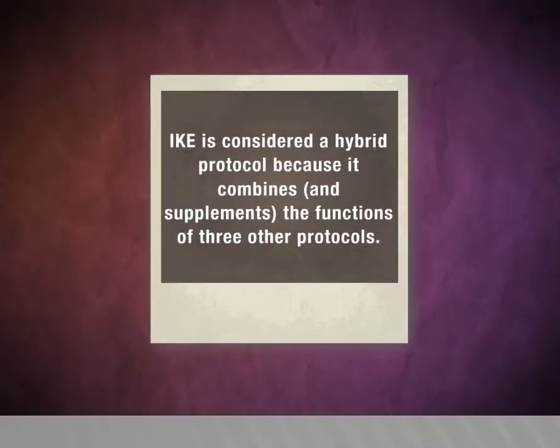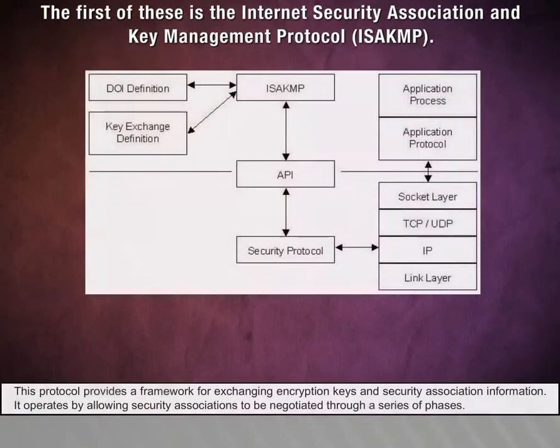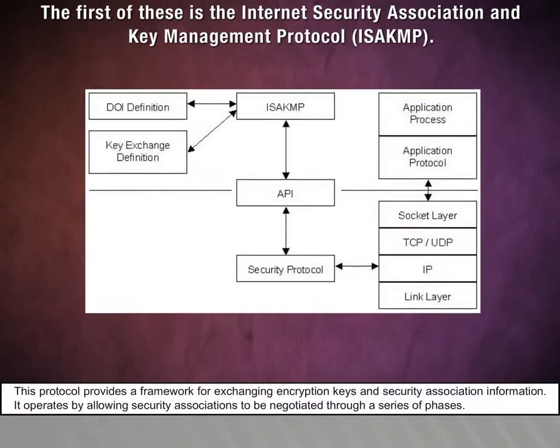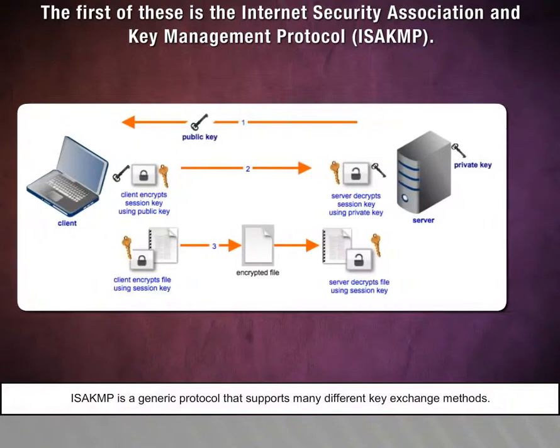IKE is considered a hybrid protocol because it combines and supplements the functions of three other protocols. The first of these is the Internet Security Association and Key Management Protocol (ISAKMP). This protocol provides a framework for exchanging encryption keys and security association information. It operates by allowing security associations to be negotiated through a series of phases. ISAKMP is a generic protocol that supports many different key exchange methods.